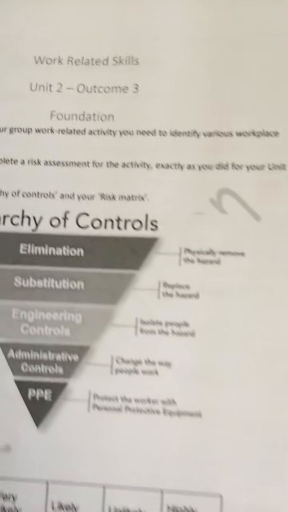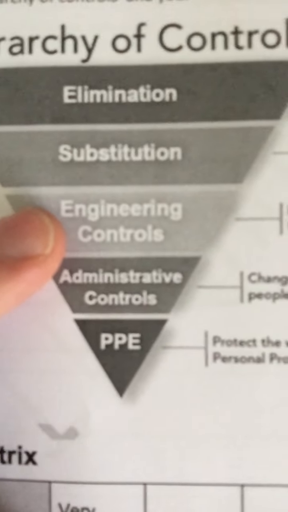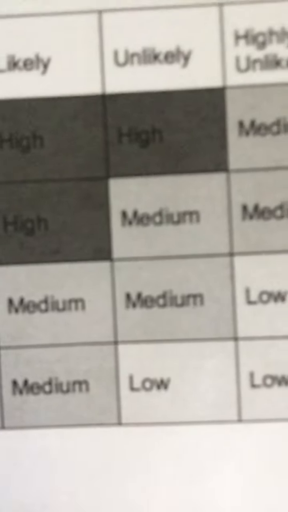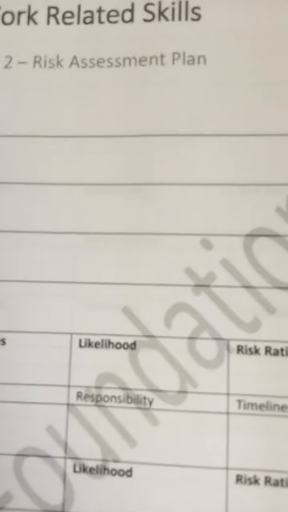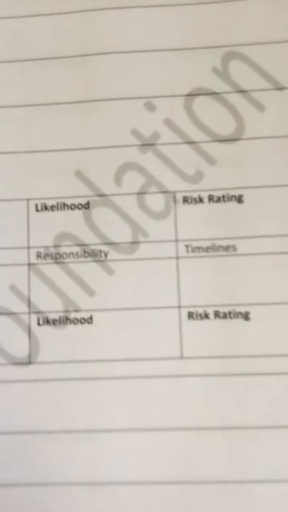Outcome 3 lasts from page 13 to 18. It reminds you again of the hierarchy of controls from Unit 1 and a risk matrix from Unit 1. These will help you make your risk assessment. So your risk assessment is the same as what you did for Work-Related Skills Unit 1. You identify the issue, tell us the details, tell us how you found it, and then look at potential impacts of that issue. So the injury, etc.